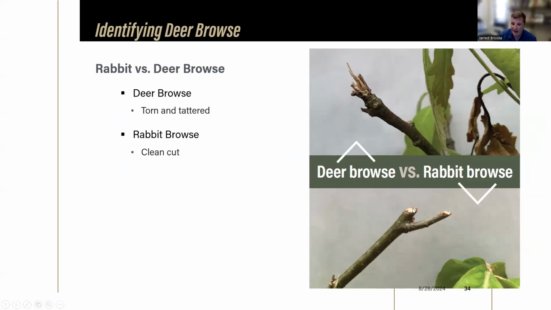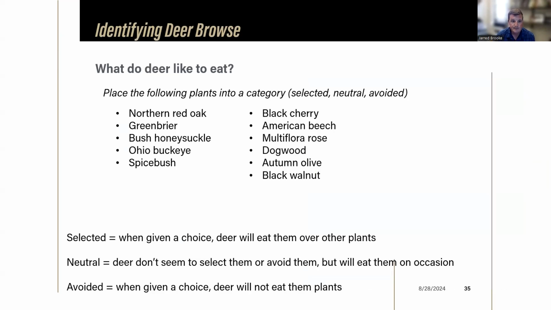And you may not think that rabbits can do much damage, but we have a research property in eastern Indiana where we have about 20 acres of 2-year-old tree plantings, and the rabbits have done a number of damage across that tree planting. And we're able to determine it was rabbits based on the browsing patterns.